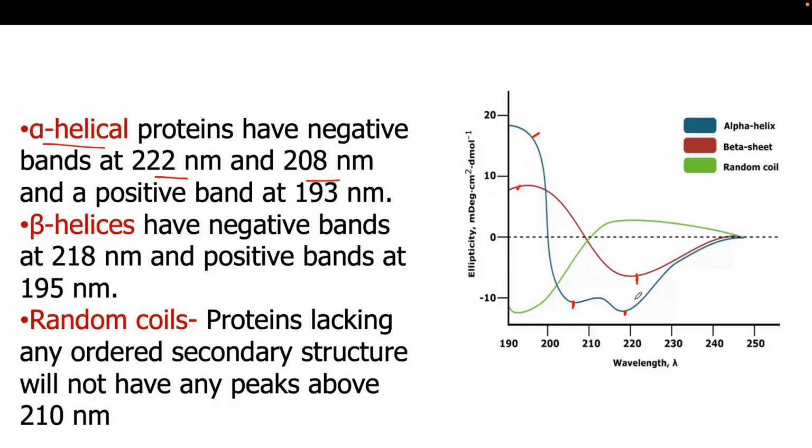So alpha helix has negative peaks at 208 and 222 nanometer and a positive peak at 193. Beta sheet has a negative peak at 218 and a positive peak at 195. Then random coil has no peak apart from around 210 nanometer. Then you can say your protein has no ordered structure.